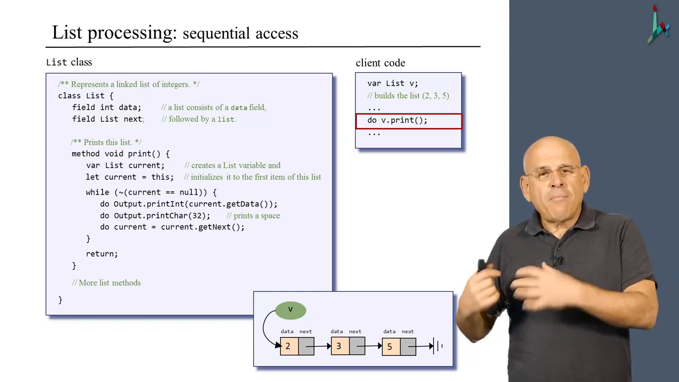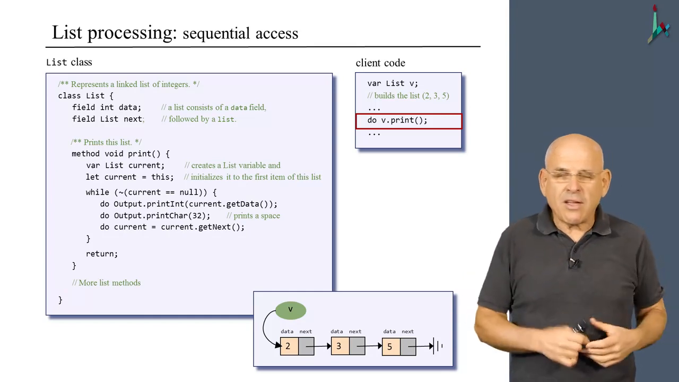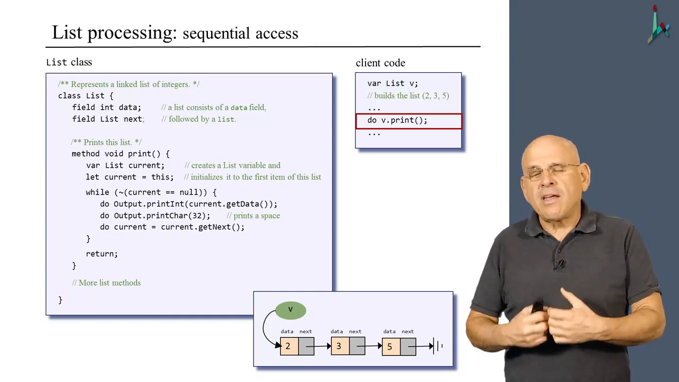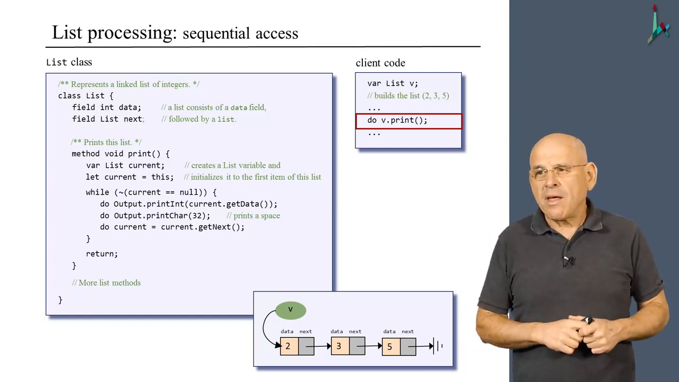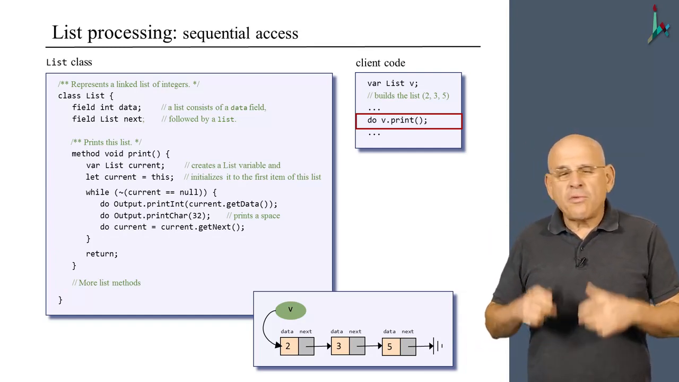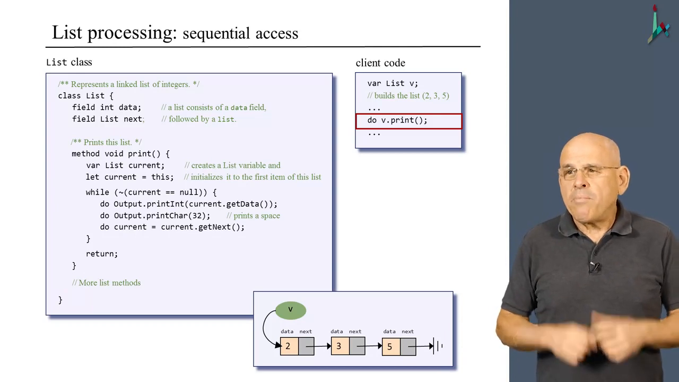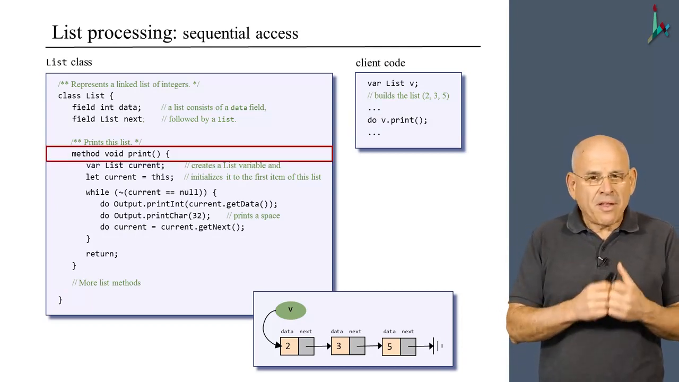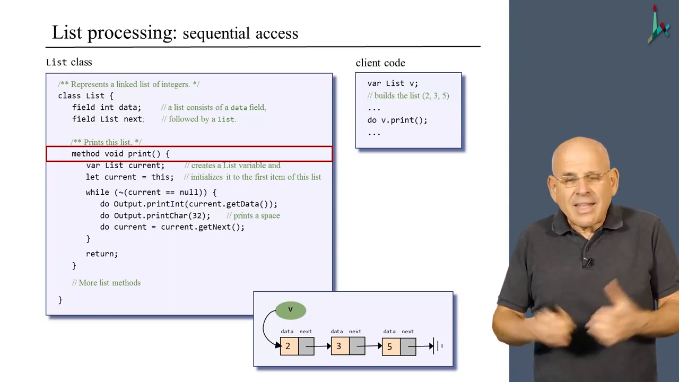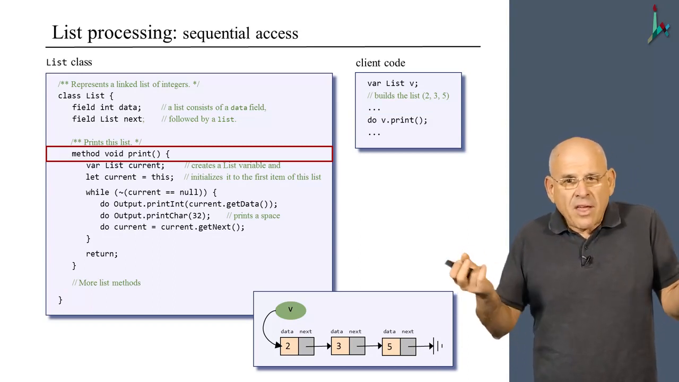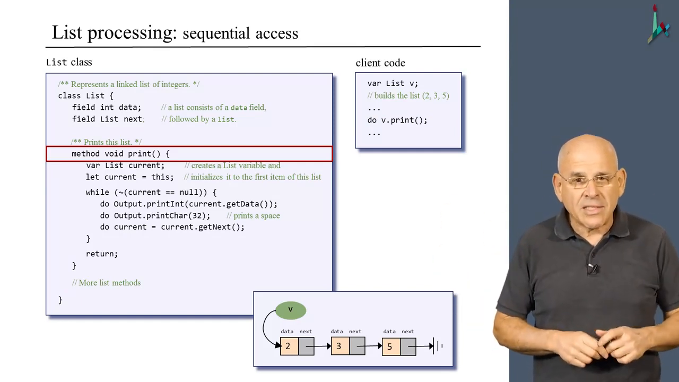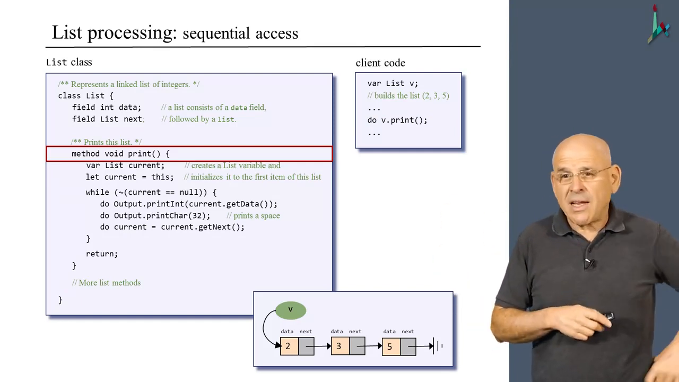When you call a method on an object, you are implicitly passing the object as a parameter to this method. So when we do v.print, we pass v to the print method, and once the print method starts working, it doesn't know what v is, right? V is an identifier that exists outside the world of list. It is not defined in the list class.